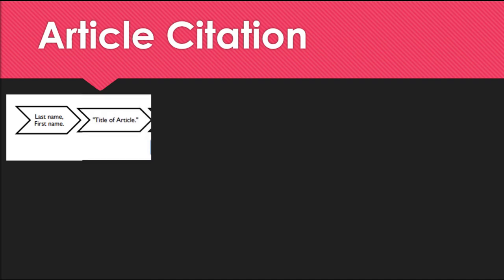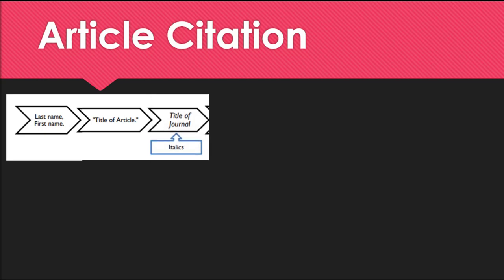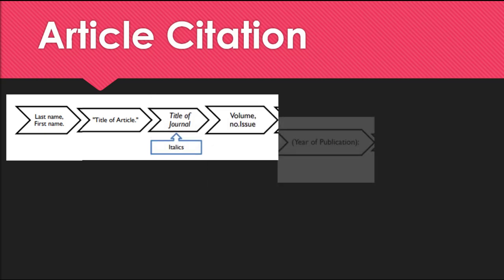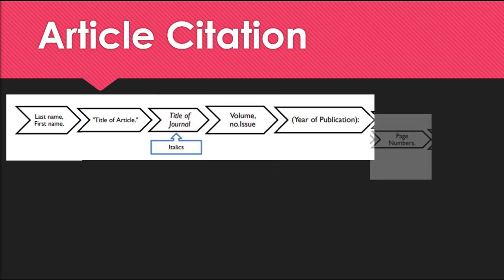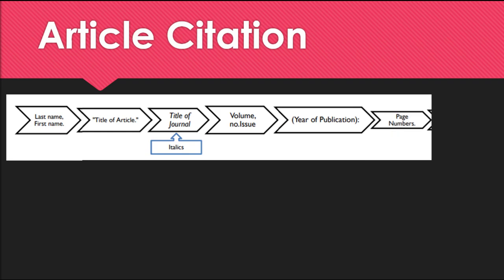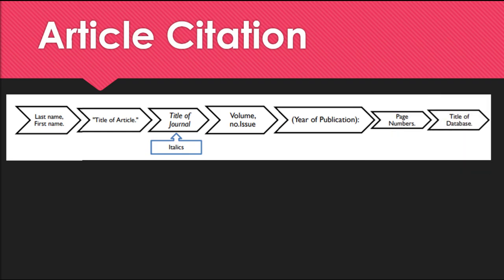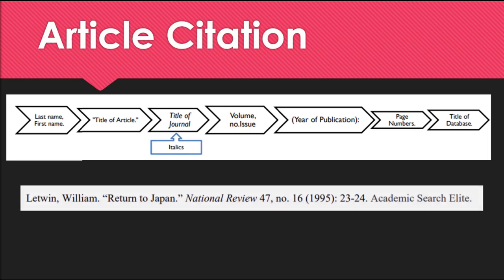For a scholarly journal article, you would include author last name, comma, first name, period. Title in quotations, period, with the period within the quotation marks. The name of the journal in italics, followed by the volume and issue number. The publication year in parentheses, colon, the page range of the article within the journal, and finally include the name of the database where you found the article.